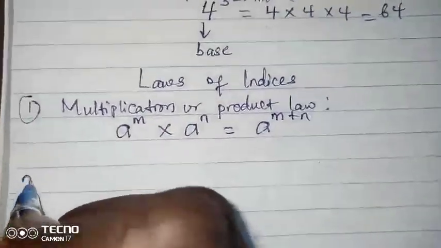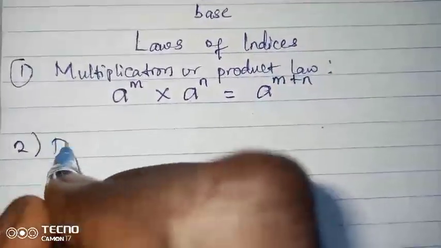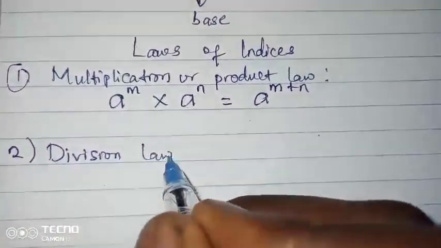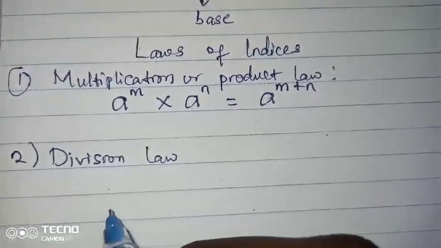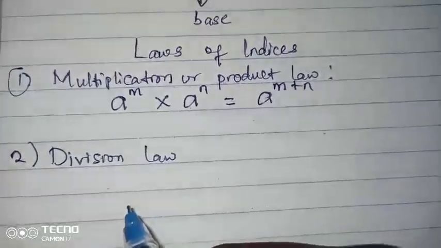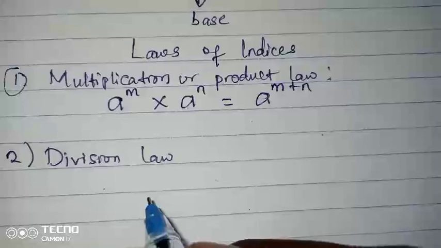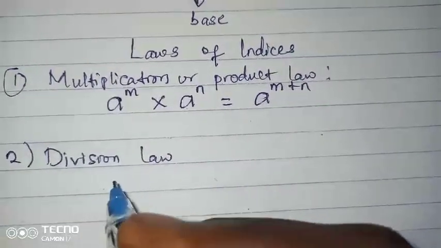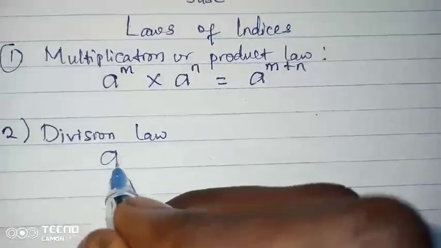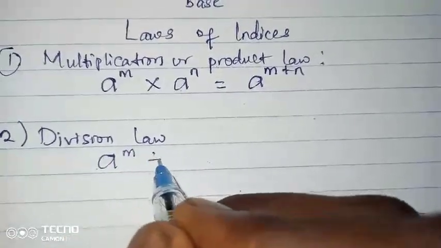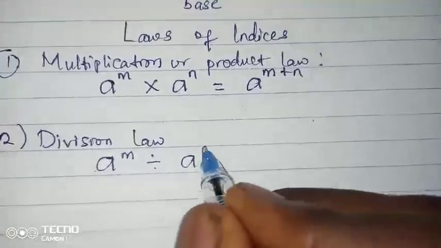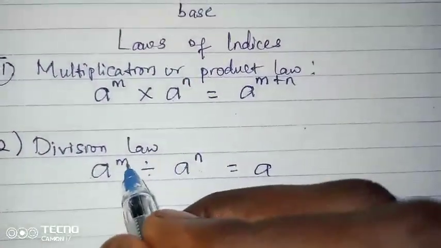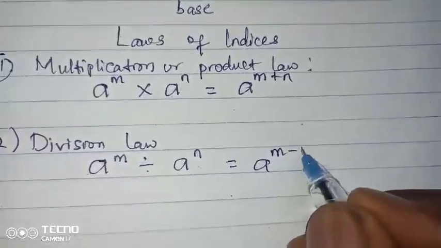Then the second law is the division law. This law tells us that when dividing indices with the same base, we are to simply subtract the powers. So if we have a to the power of m divided by a to the power of n, we copy the base since they have equal base, and we subtract the powers.